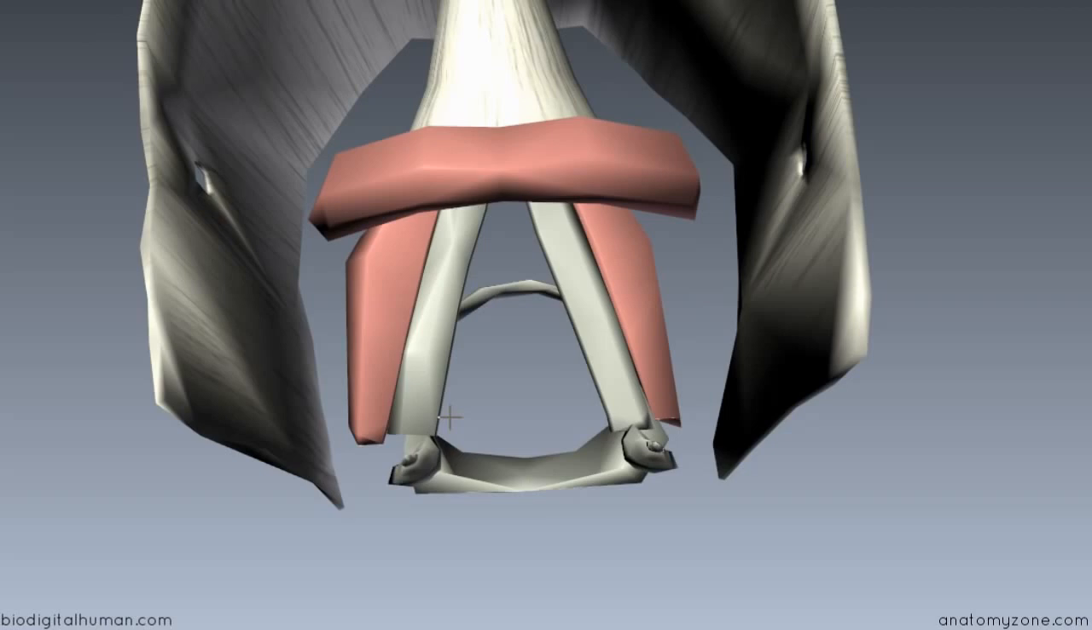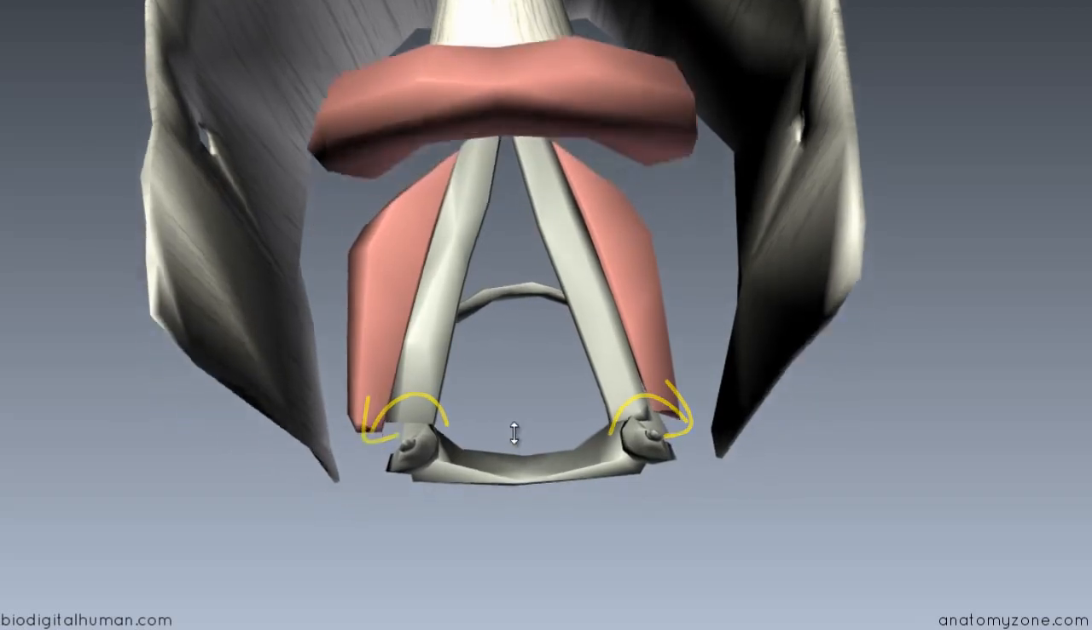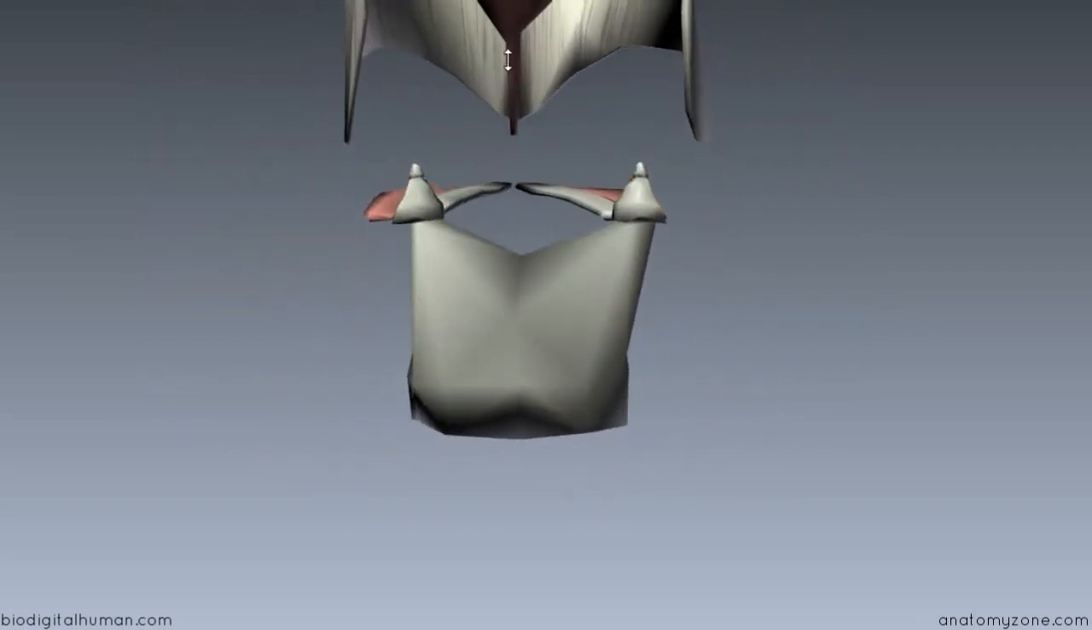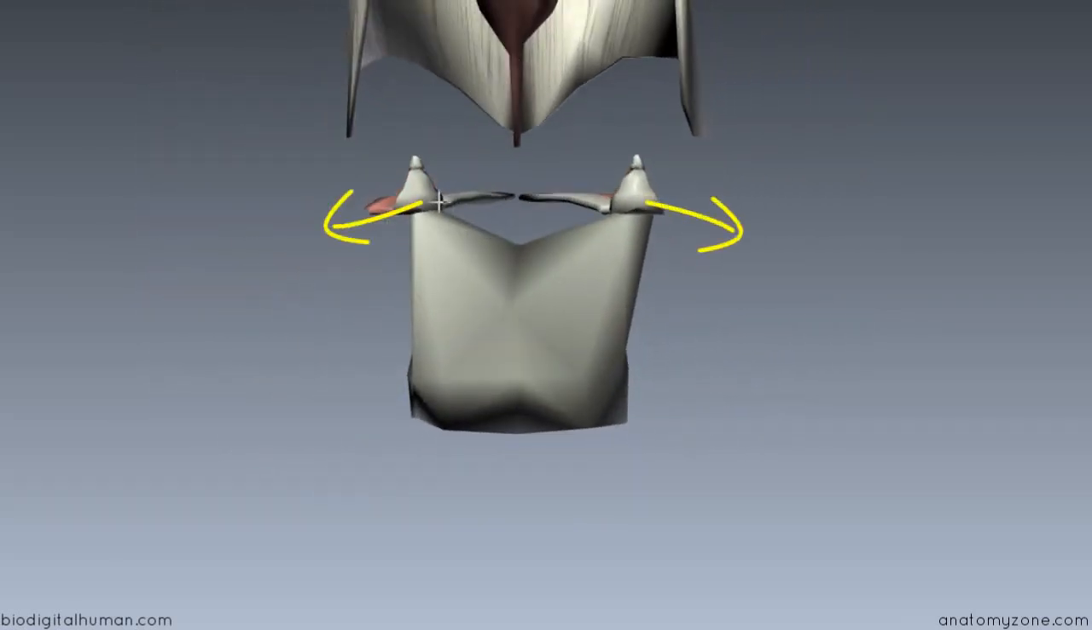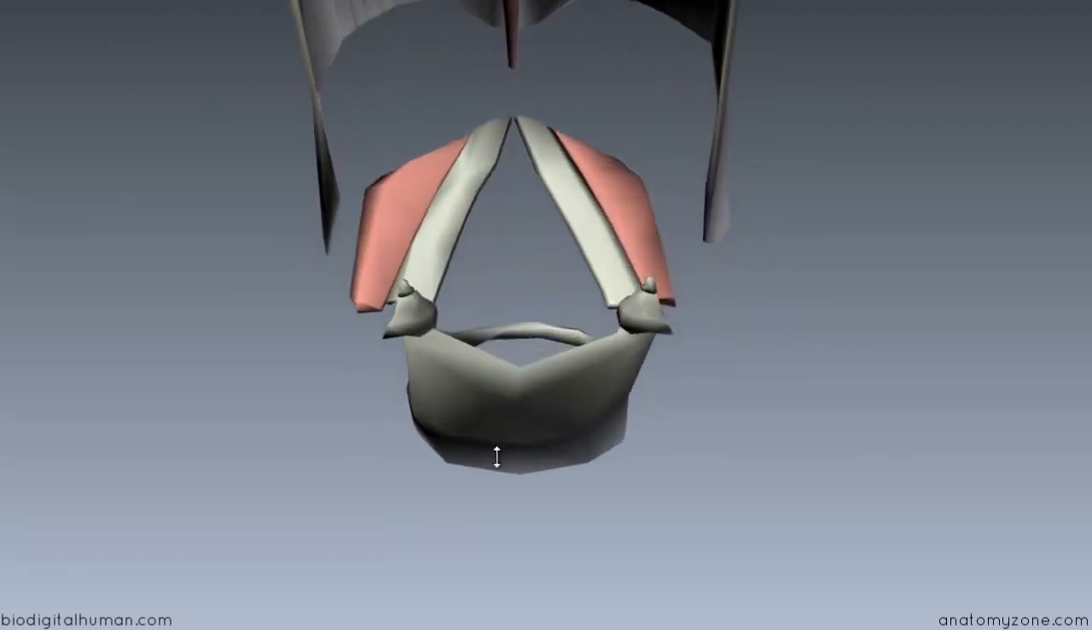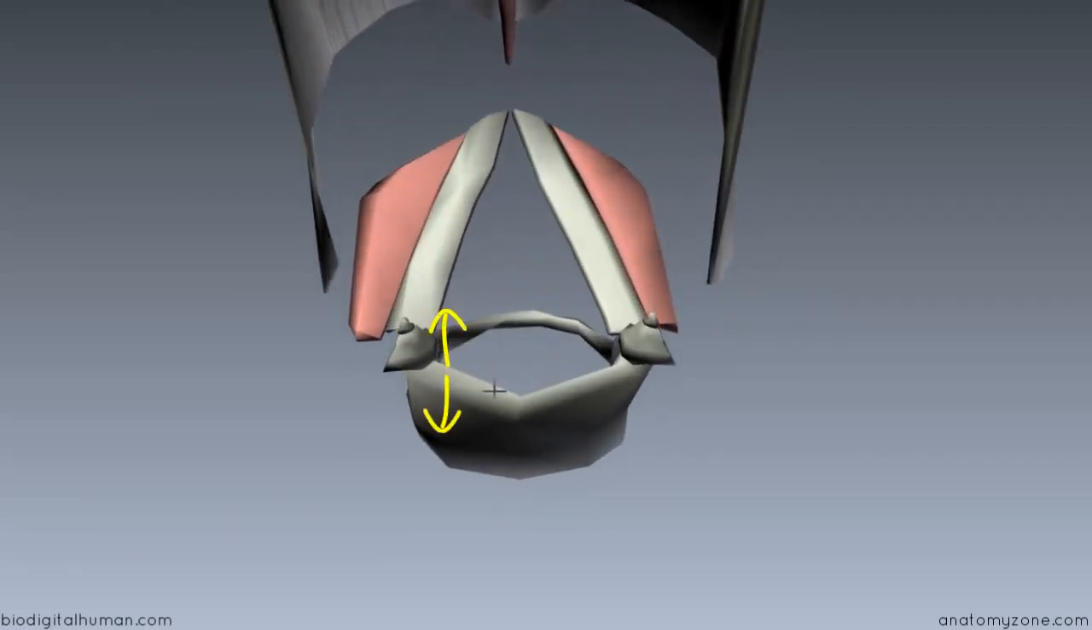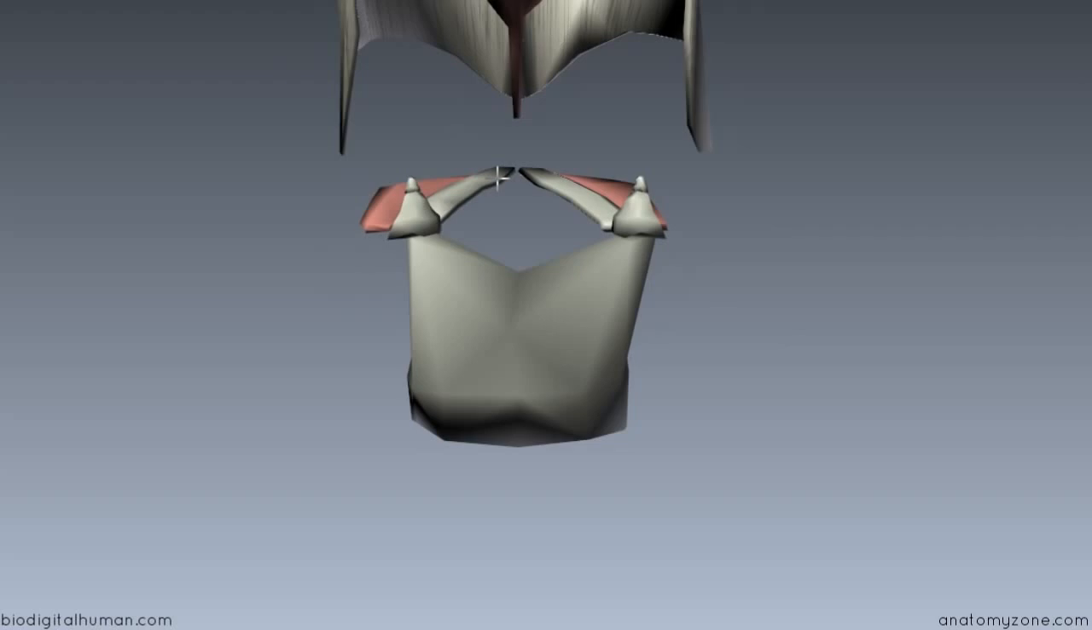It's important to get a grip of the sort of movements that occur at the cricoarytenoid joint. The arytenoid cartilages are really interesting because they can be laterally rotated, like I showed you here. They can also be abducted, so they can be moved side to side, and they can also be rocked backwards and forwards. So there's a few movements that the arytenoid cartilages can do.